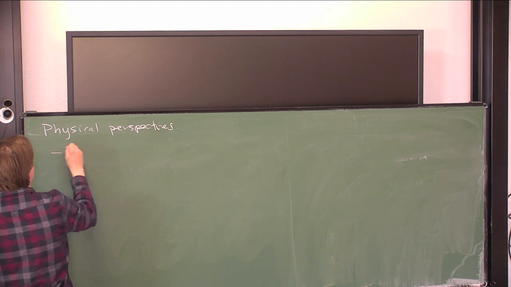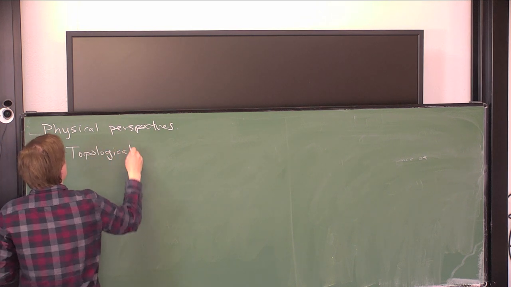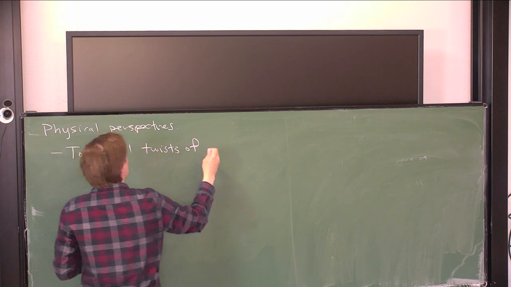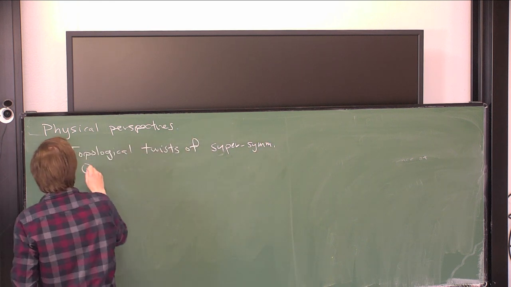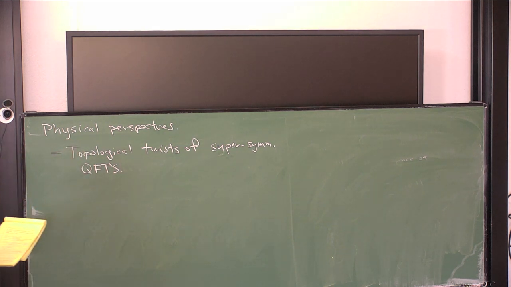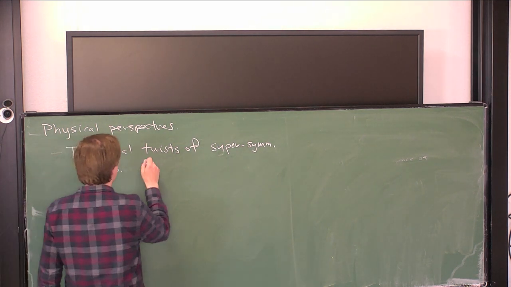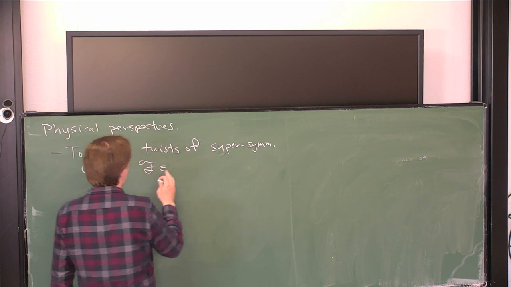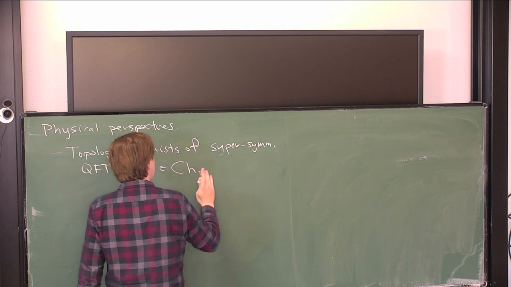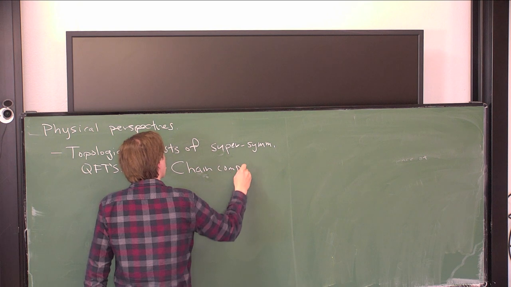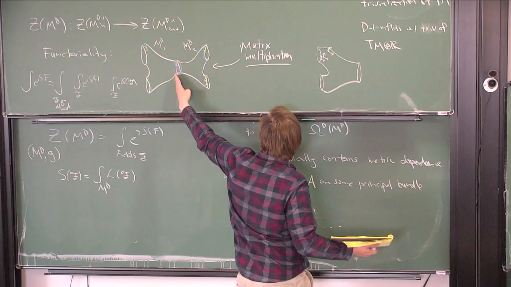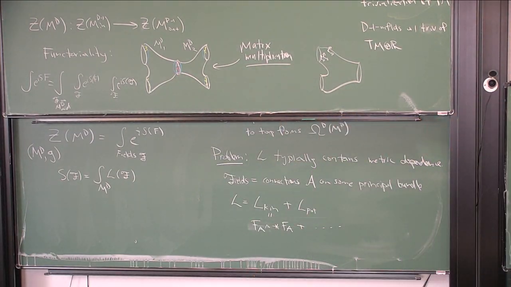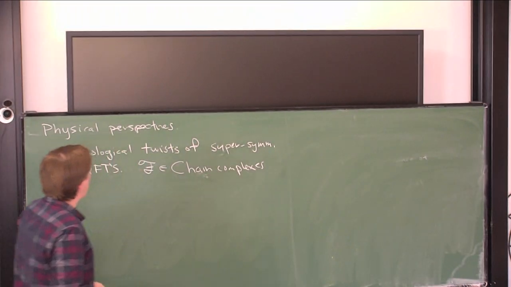Okay, so the first one is topological twists of supersymmetric theories. In supersymmetric theories, what happens is that your fields, F, live in some kind of chain complex. And this chain complex does a lot of things for you. It handles these kinds of issues about gauge symmetry on the gluing. They handle a lot of important features of the theory.